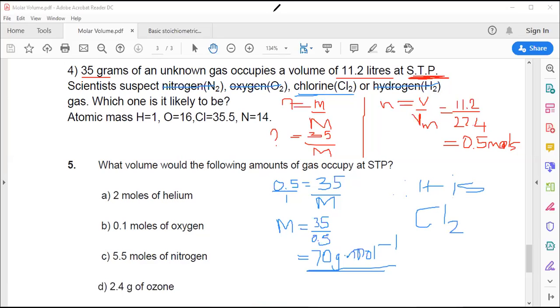Right, so when you mark, you're going to get a mark for the formula, a mark for the substitution, a mark for the V over Vm, a mark for the substitution, a mark for the answer, and a mark for the conclusion, to say it is chlorine gas. So this question is going to give you 6 marks. The answer is chlorine.